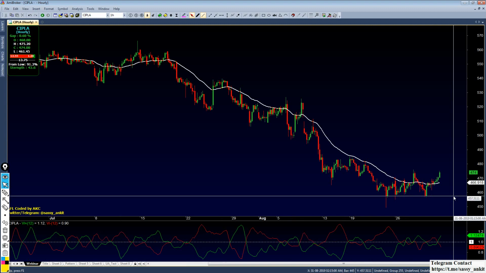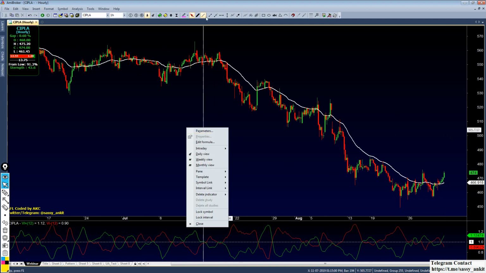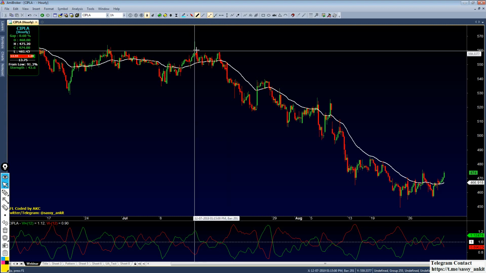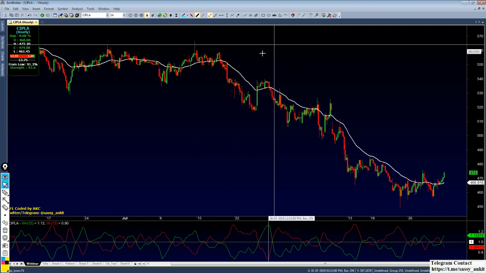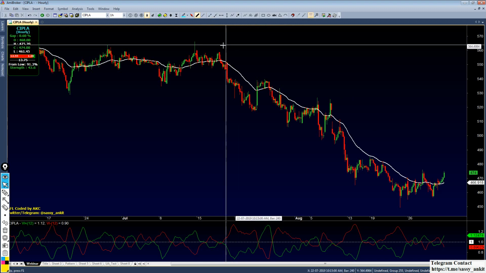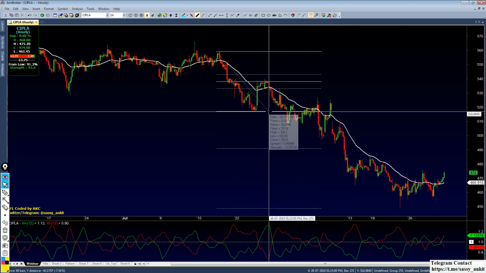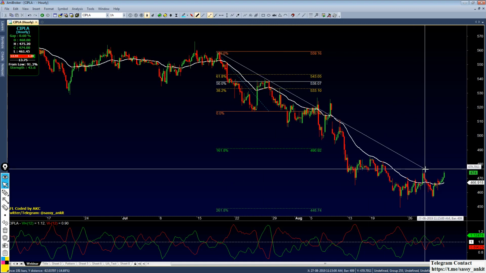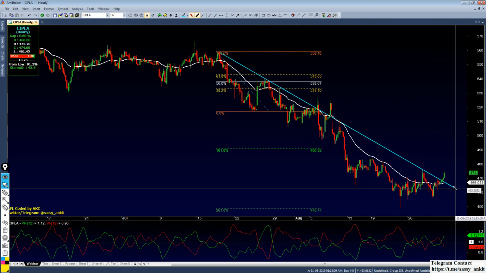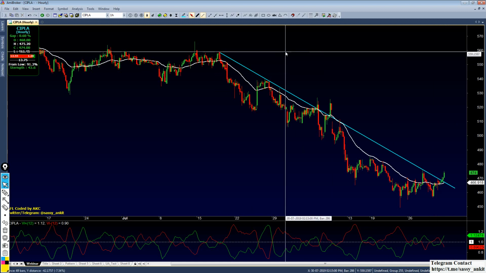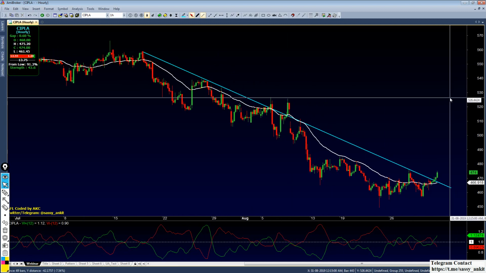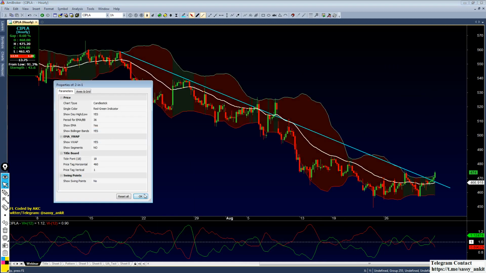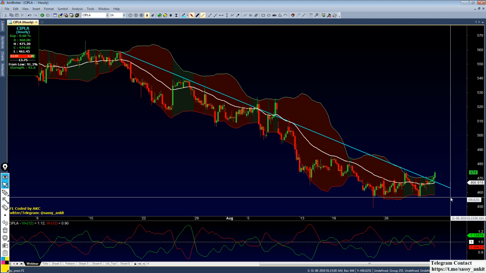So here we can see that this swing, I think it's 50%. Let me check. Yes, it is 50%. So we will draw our trend line like this. So this becomes our trend line. Okay, now let me zoom in, let me turn on the Bollinger Band, and here is your complete setup.